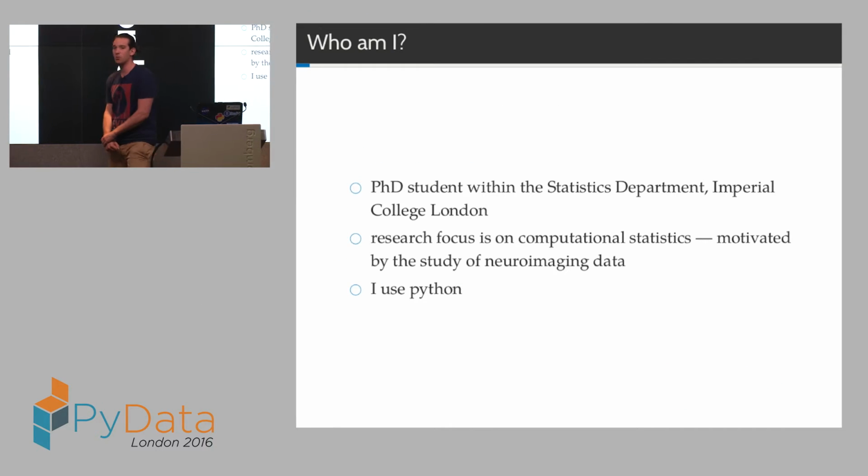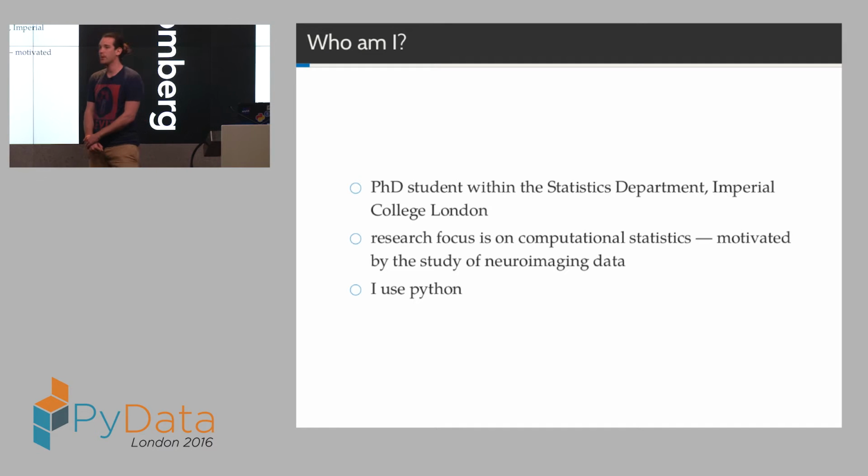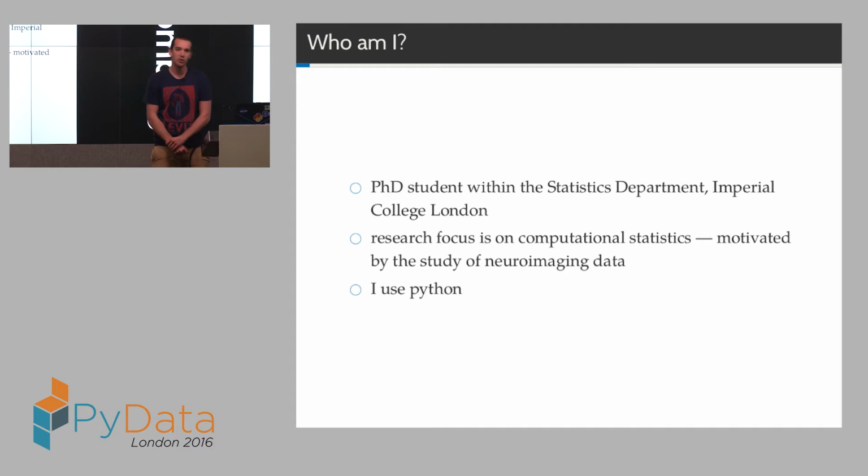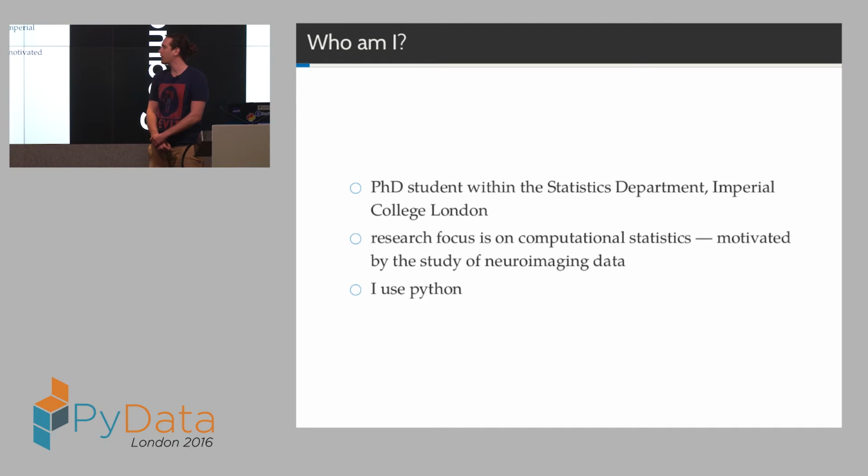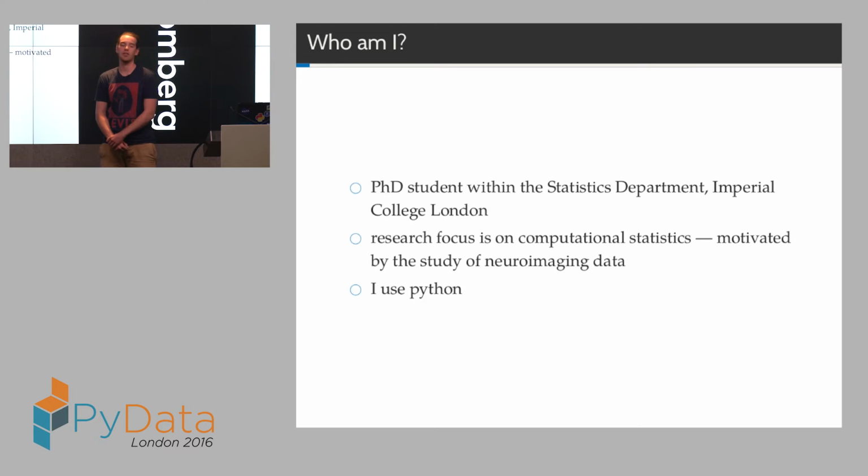Before I start, just a few words about myself. I'm a PhD student at Imperial College, finishing my PhD this summer. Most of my research involves computational statistics driven by problems in computational neuroscience. In particular, I work with functional MRI, which measures blood flow in different parts of the brain, and I try to decorrelate that and understand the networks that drive different tasks. And I use Python, which is why I'm here.